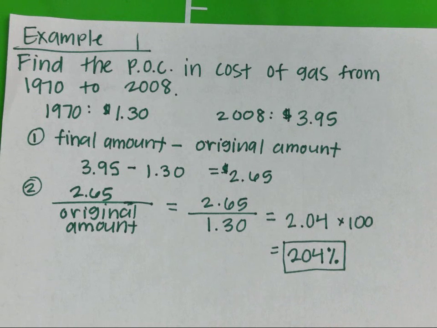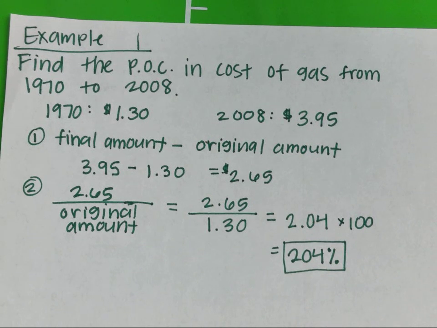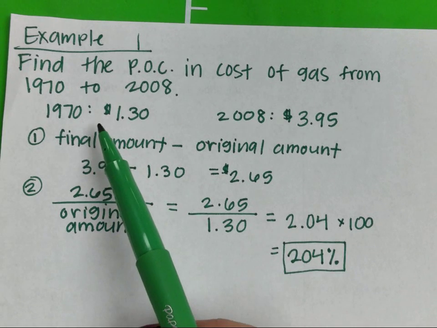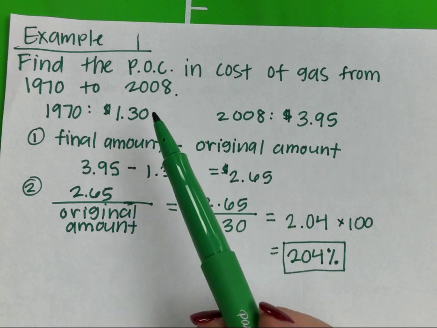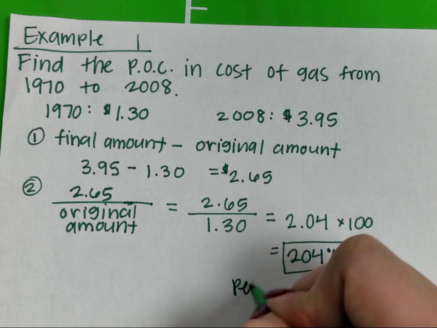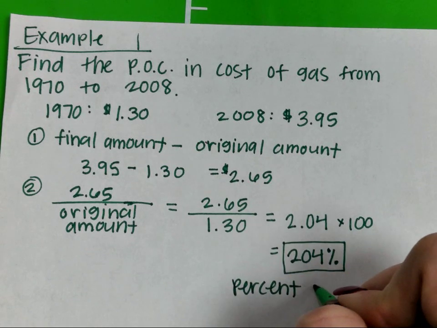So my percent of change between gas in 1970 and 2008 is 204%. Now I want to find out if that was a percent of increase or a percent of decrease. So what do you think? A percent of increase, right? Because from 1970 to 2008, gas got more expensive, right? So that tells me that this is a percent of increase.